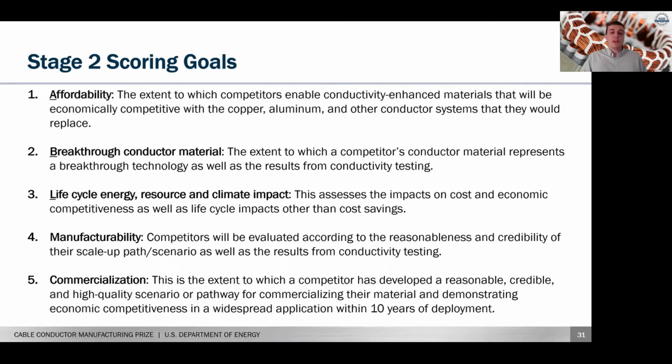Most of the points for the level of breakthrough come from the testing, though we do ask that the competitor's explanation of why their material has enhanced conductivity or other properties makes sense. L is for life cycle. We also added 2 new goals: manufacturability, measured mainly by testing, and commercialization, which is measured by narrative and data requests inspired by those required by SBIR proposals. And now to get into more details, back to our CABLE team lead, Tina Karsberg.